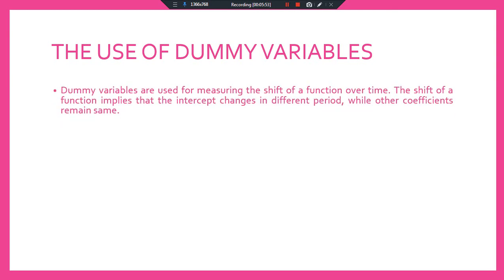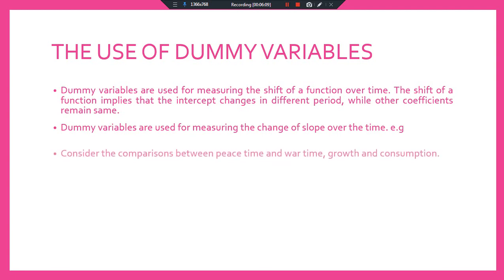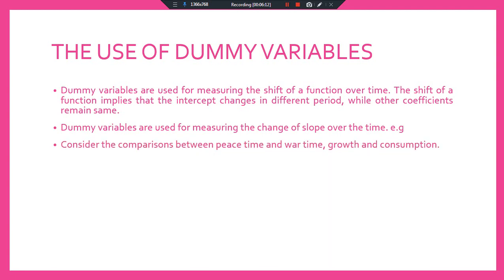Dummy variables are used for measuring the shift of a function over time. The shift of a function implies that the intercept changes in different periods while other coefficients remain unchanged. Dummy variables are also used for measuring the change of slope over time, like when we consider the comparison between peacetime and wartime, the growth of peacetime and the growth of wartime, and the consumption of peacetime and the consumption of wartime.